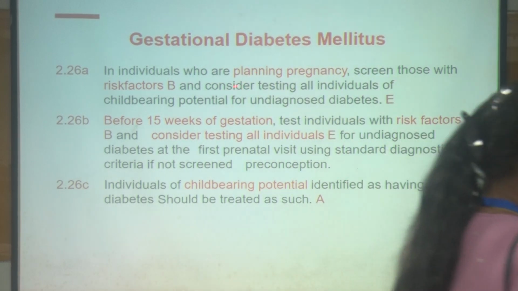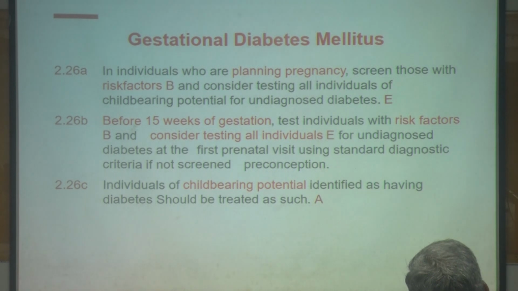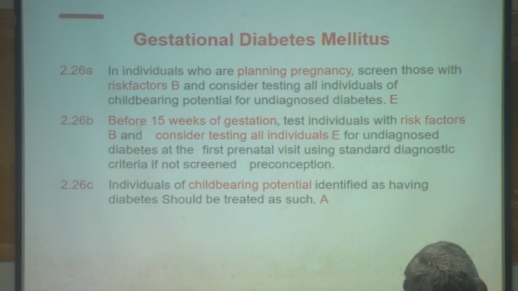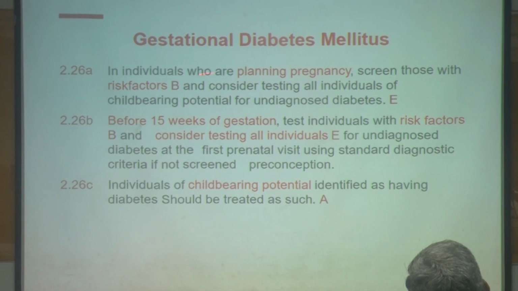And gestational diabetes, as Dr. Periyakumar was saying, if they are planning for pregnancy, look for the risk factors. What are the risk factors? Whether they are obese, or in their family their sisters have had abortions and other things. These are the risk factors. In those individuals, you can do a screening.